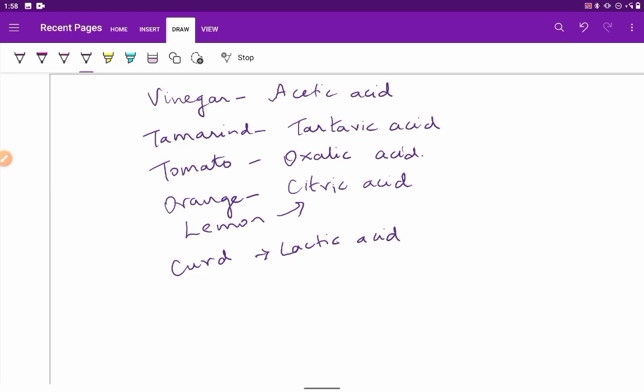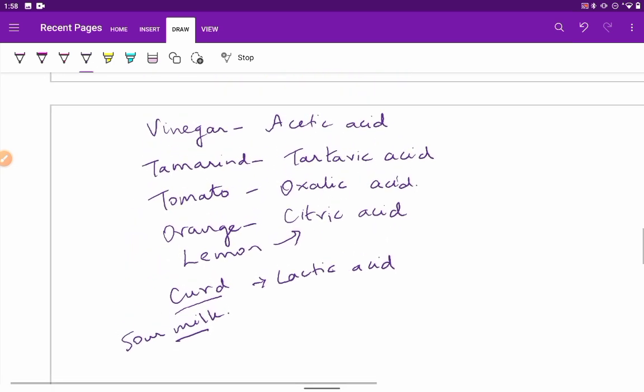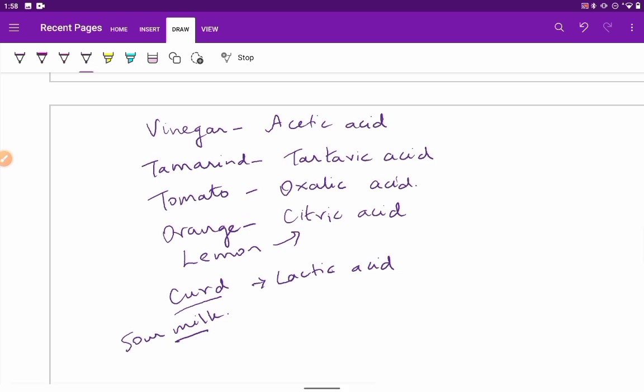So vinegar, acetic acid. Tamarind, tartaric acid. Tomato, oxalic acid. Orange, citric acid. Lemon, citric acid. And sour milk or curd, lactic acid. For curd we can also use the term sour milk. From this table which I have written, it is very easy to remember.